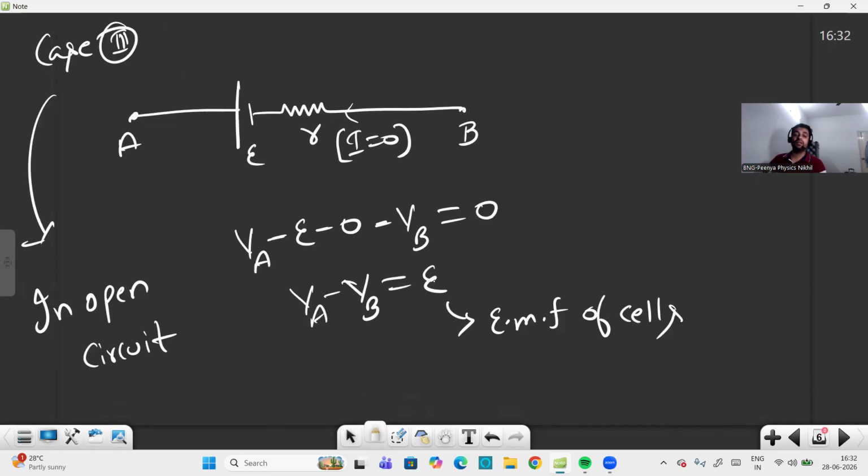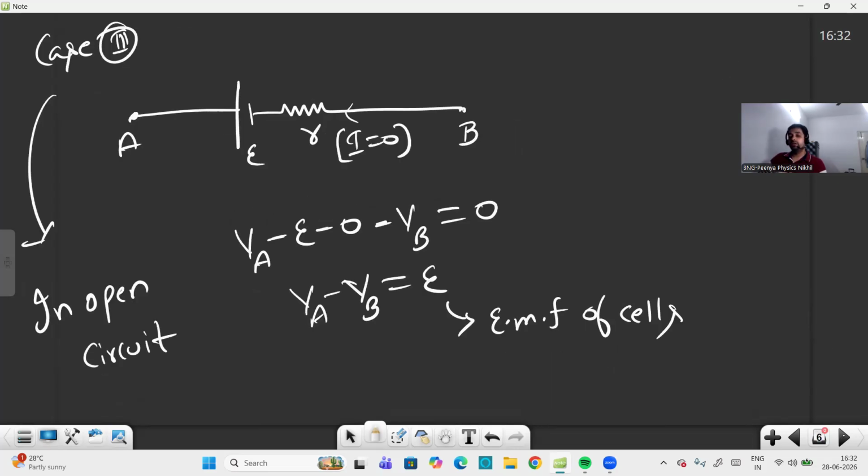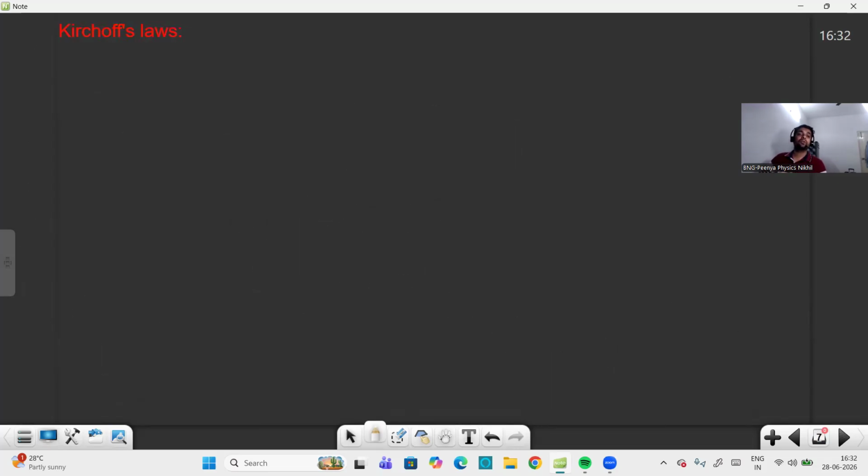That EMF of a cell is nothing but the potential difference across the terminals of a cell in open circuit. Correct? So these are the three cases that define the terminal voltages of a cell. Now our next concept is Kirchhoff's law. What is Kirchhoff's law?